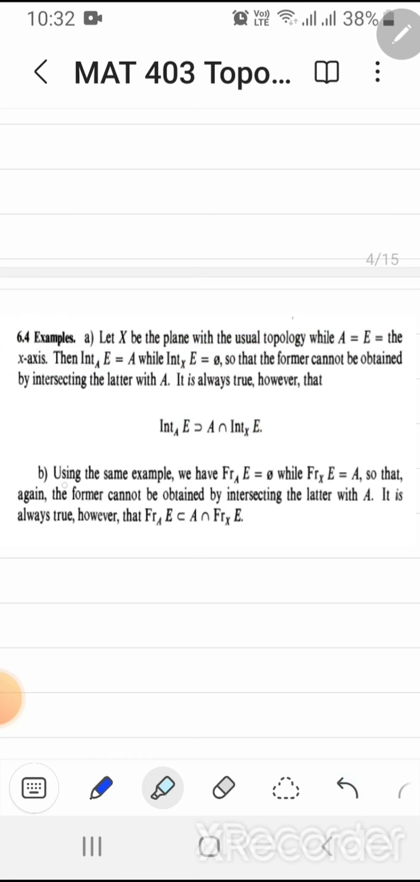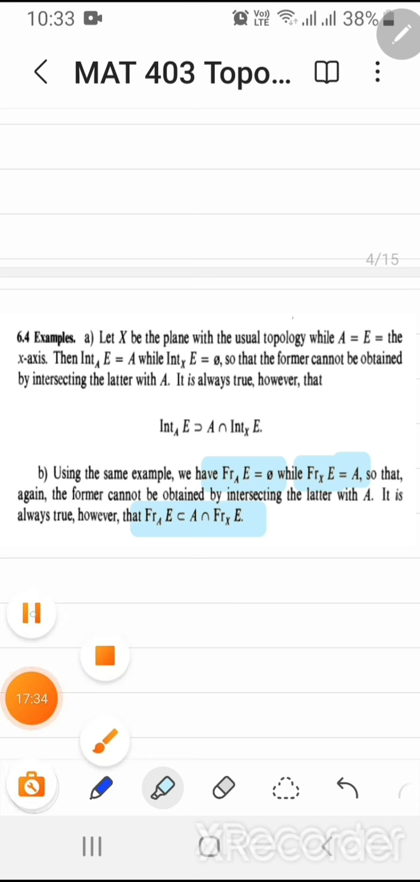Now we take the same example for frontier, where frontier means boundary. E is a subset of the plane X, and here E equals A. Then the frontier of E over A is equal to phi, and the frontier of E over X equals A. We saw this example on frontier, and therefore we can write one more result: the frontier of E over A is a subset of A intersection the frontier of E over X.